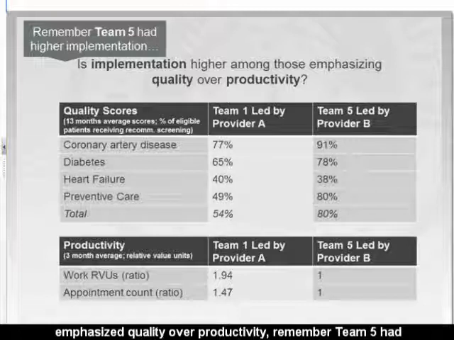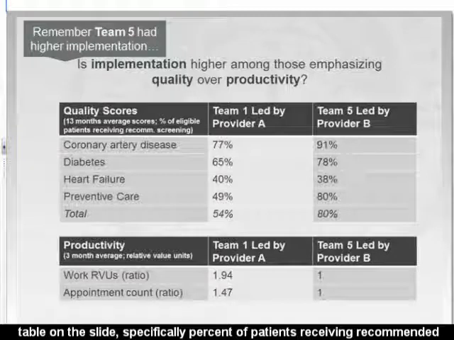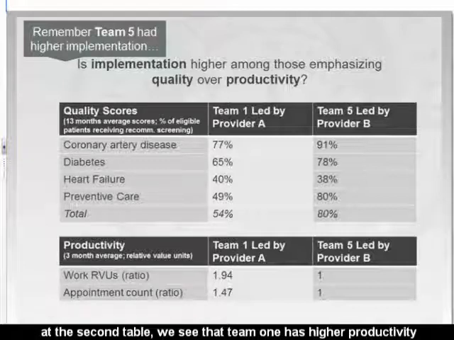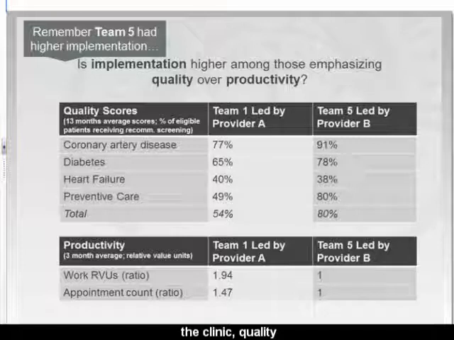Looking at quality scores, the first table on this slide, specifically percent of patients receiving recommended screenings, we see that Team 5 also has higher quality scores. But looking at the second table, we see that Team 1 has higher productivity scores. Productivity is important to financial solvency of the clinic. Quality is important to patient health. Given the tension observed, we hypothesize that attempting to increase either or both puts a burden on the care team.